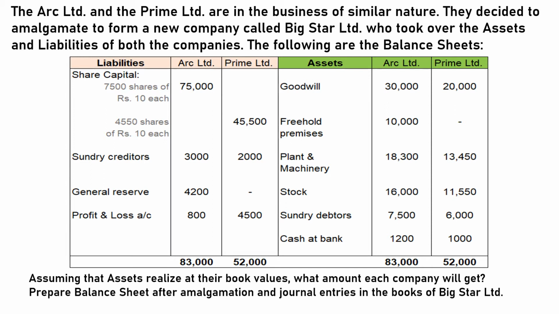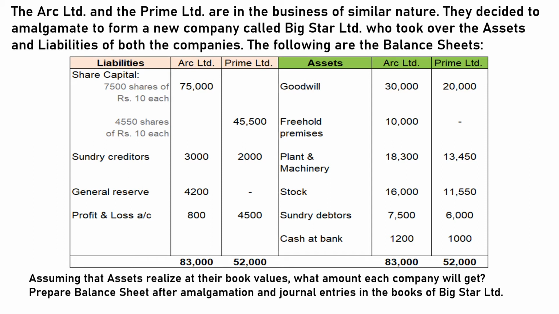On the liability side, you see share capital of 75,500 and 45,500 for ARC Limited and Prime Limited respectively. Sundry creditors is 3,000 and 2,000 respectively. General reserve is 4,200 only for ARC Limited. Profit and loss account shows 800 and 4,500 respectively for ARC Limited and Prime Limited.